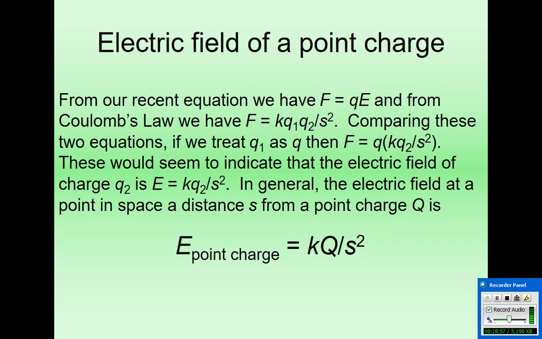If we play around with the two equations a little bit, what we find is that the fixed point charge has an electric field that can be calculated as K times Q over S squared. K, of course, is the electrostatic constant of the universe. Q is the value of that fixed point charge. And S is simply how far away you are from that charge.